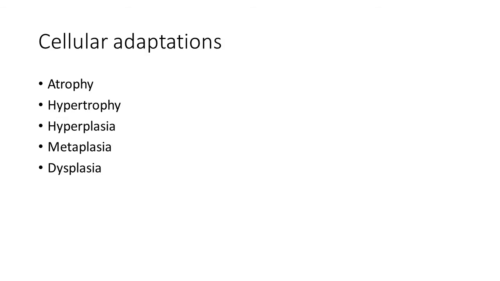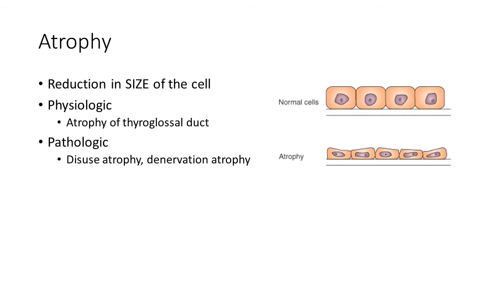The adaptations can take one of these forms: atrophy, hypertrophy, hyperplasia, metaplasia, and dysplasia. First, let's see what is atrophy. Atrophy refers to a reduction in size of the cell. The overall size of the cell reduces.